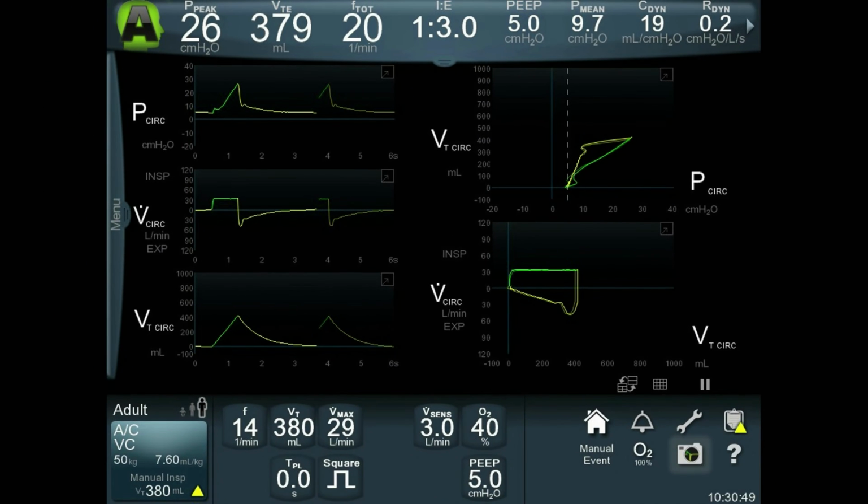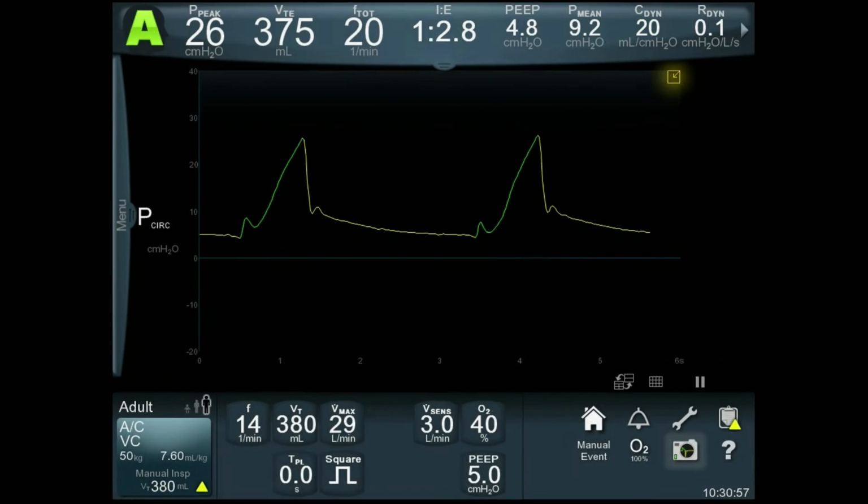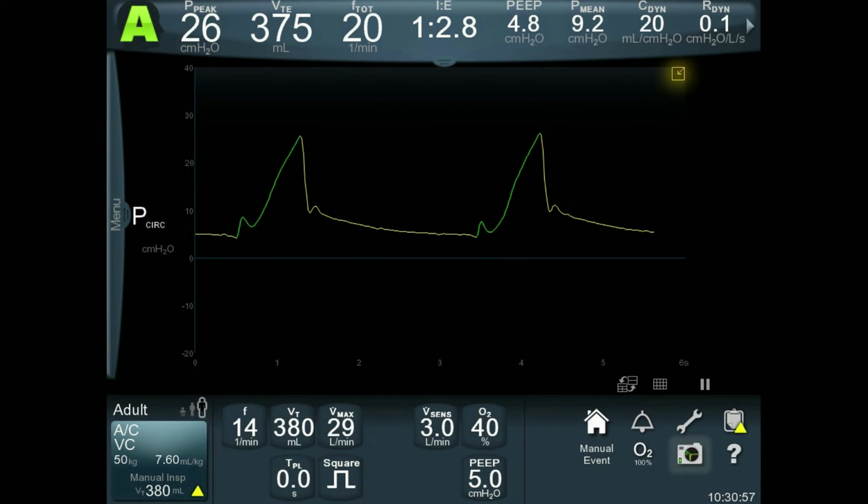You can zoom out and this is what it looks like on the main screen. Note the constant flow pattern. The peak flow has been set at only 29 liters per minute. Now let's look at the pressure waveform. The pressure waveform is scooping inwards. This is what the waveform should look like.